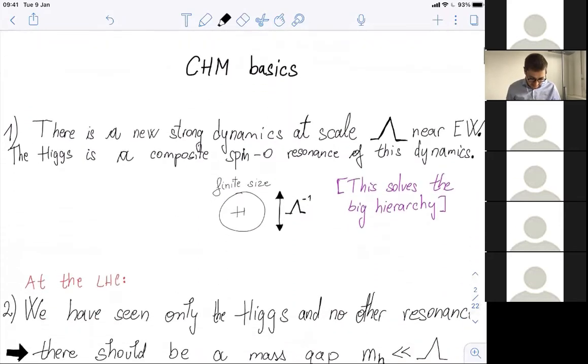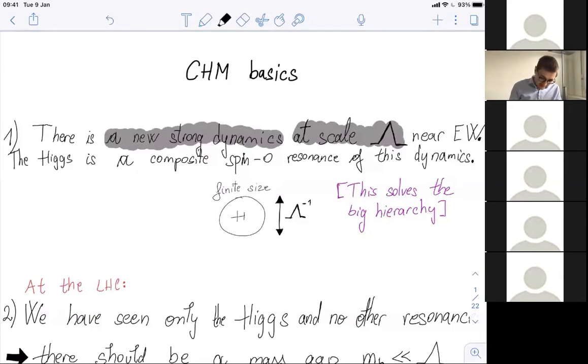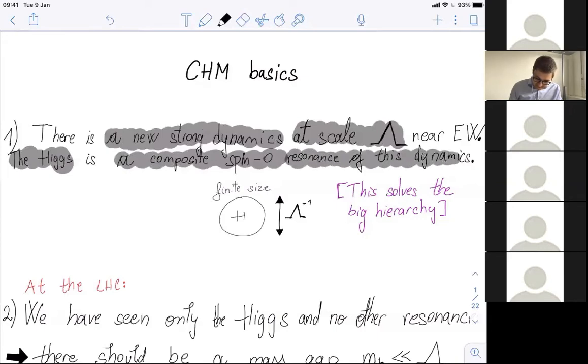Now, the composite Higgs takes this idea, and I will say in three bullet points what the basics of composite Higgs models are. First of all, there is a new strong dynamics at scale lambda, where this scale is not far above the electroweak scale. So there is a new strong dynamics which confines at this scale lambda. And in the spectrum of composite particles due to this new strong dynamics, there is the Higgs. So the Higgs is a composite spin zero resonance of this new dynamics.